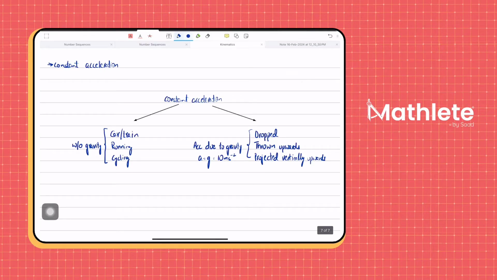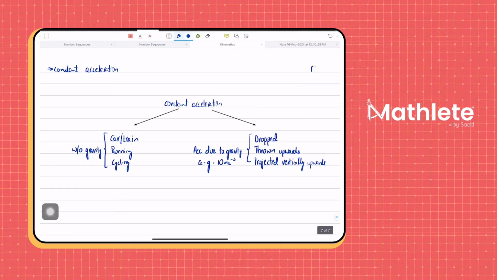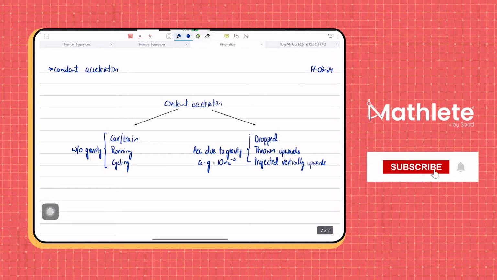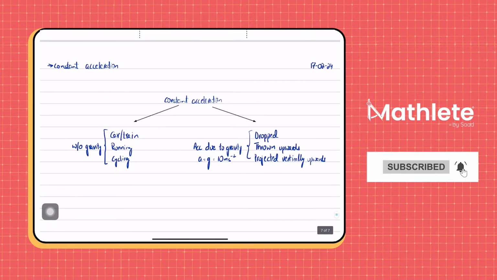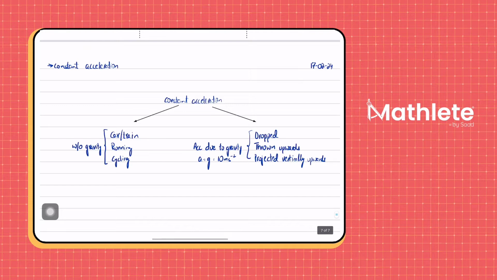Sir, but when we say that the object is thrown upwards, in that case, won't the acceleration slowly start to decrease if we throw it upwards? In the case when we throw it downward, it's minus 10.